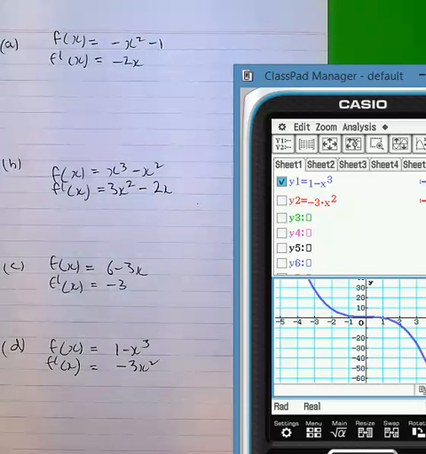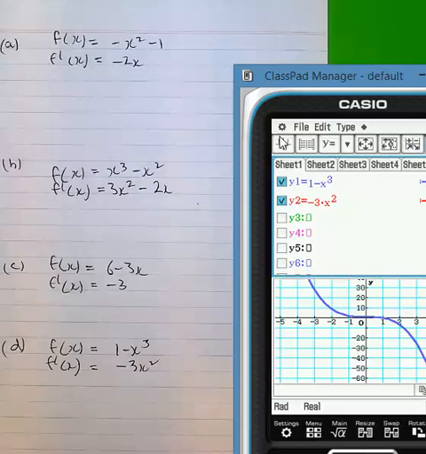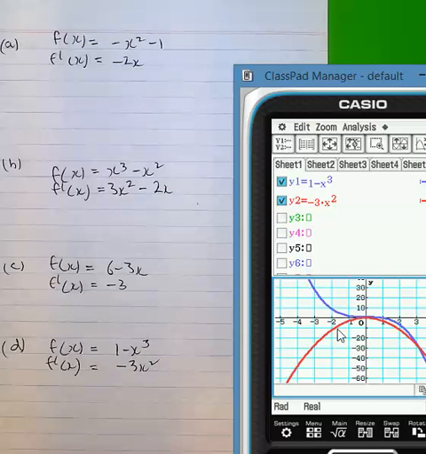With the 1 minus x cubed, the classic point of inflection cubic, the gradient's always going to be negative. And if you think about it, the negative of anything squared is always going to be negative as well. So clicking on that graph, you can see the gradient function always in the negatives.